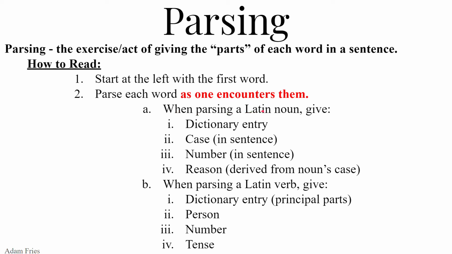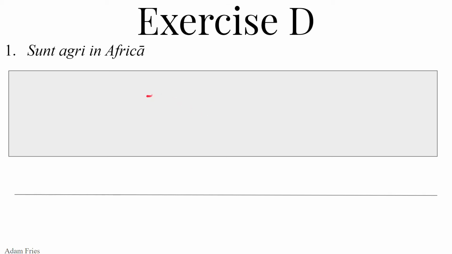When parsing a Latin noun, give the dictionary entry, the case in sentence, the number in sentence, and the reason, which will be derived from the noun's case. When parsing a Latin verb, give the dictionary entry, that is the verb's principal parts, the verb's person, number, and tense, all in sentence. Let's give it a shot.